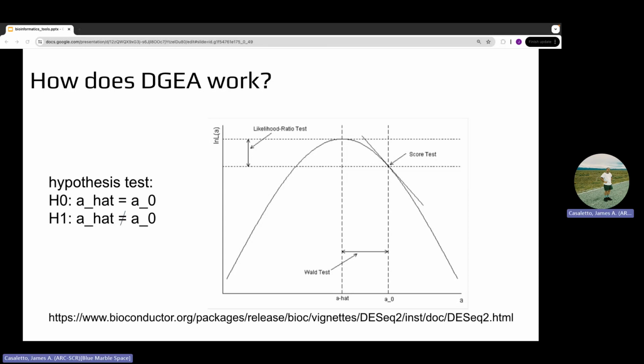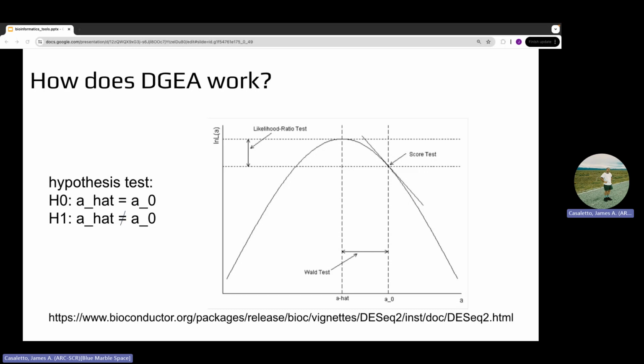First, we start by dividing all the log fold changes by their standard deviation to get a standard normal distribution, which is what you see in the picture. In this graph, A hat represents the mean of this distribution, and A0 is the observed value of a gene count. The question is, how different is the count A0 from the mean A hat? As you can see, there are three different ways to measure that: the likelihood ratio test, the score test, and the Wald test. Differential gene expression analysis works differently depending on the software package implementation.